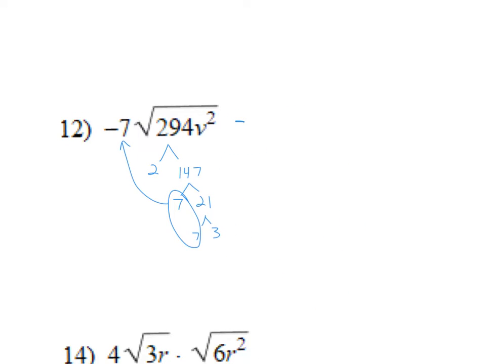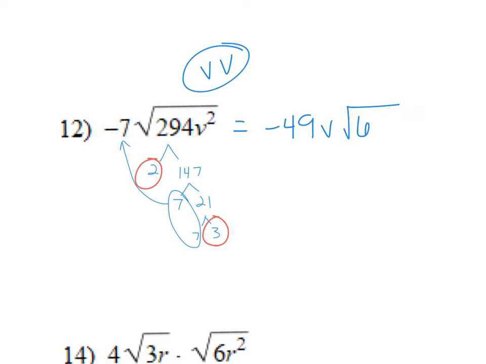So on the outside there, I have a negative 49 now because I had to multiply it by the negative 7 that was already out there. I still have the 2 and the 3 left here on the inside. So I'm going to have a 6 left on the inside. And then v squared, 2 v's pair up and move out, and there's none left over. So your final answer is negative 49v radical 6.